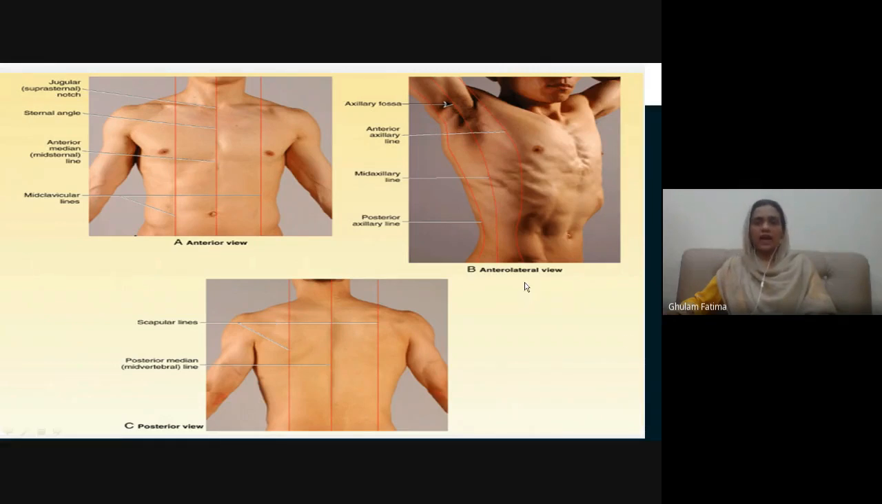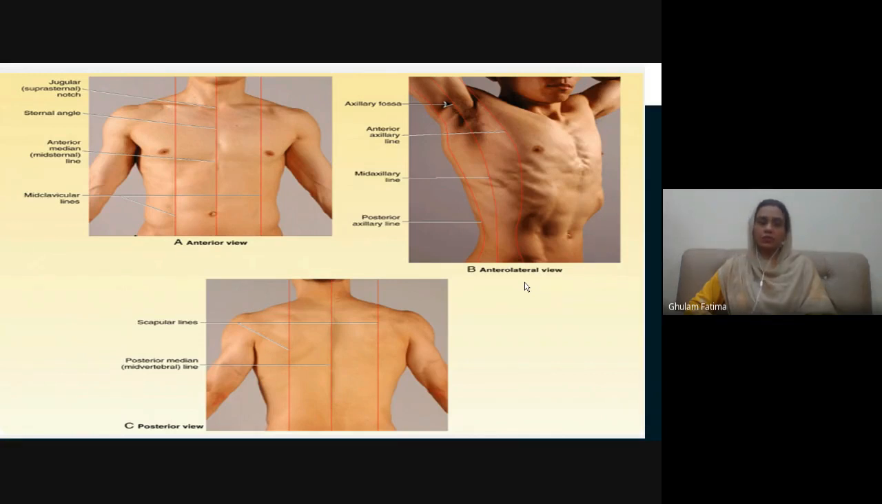Now coming towards the side view, which can also be called the anterolateral view, when you are observing a patient from the lateral side, the lines of orientation are named according to the axillary folds. So a line which lies in line with the anterior axillary fold is named the anterior axillary line. The line that is in line with your posterior axillary fold is called the posterior axillary line, and the line which passes between these two lines is called the mid axillary line, and that is essentially passing through the middle of your axillary fossa.